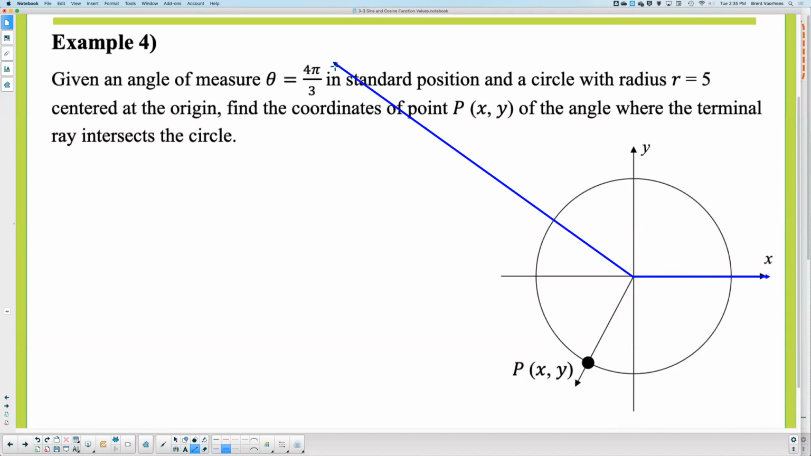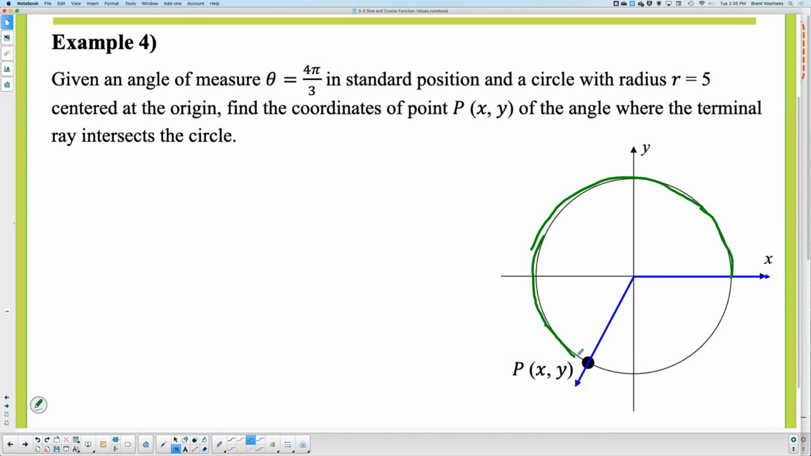Remember, pi is a count of radiuses. 4 pi over 3, that's a count of radiuses. It traveled 4 pi over 3 radiuses to get to there. That's what's going on right now. So we went around this circle 4 pi over 3 radiuses. Does that make sense? That is 4 pi over 3 radiuses. That's what that is right there.